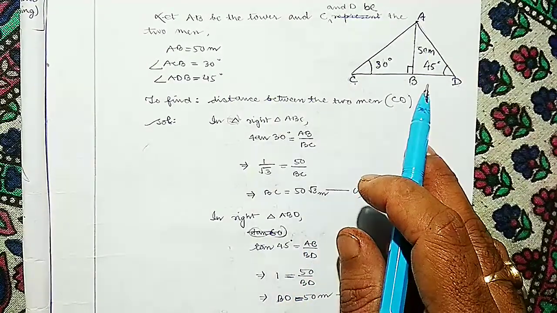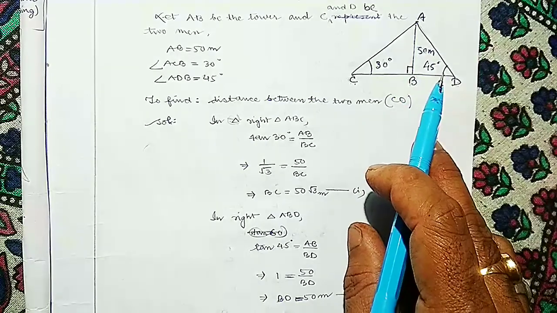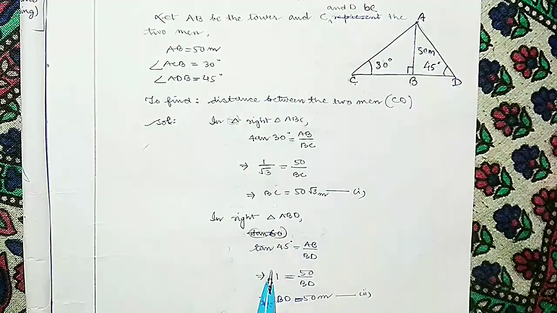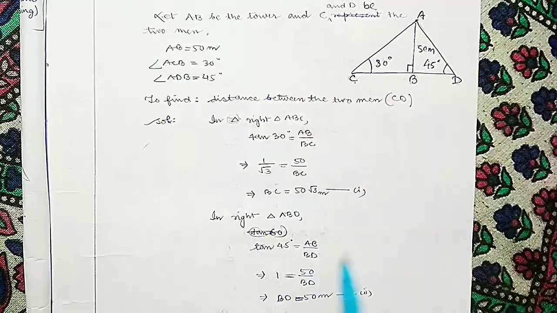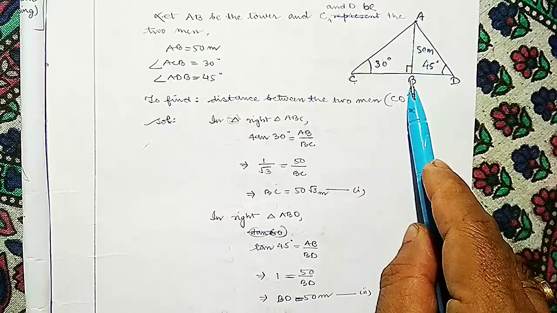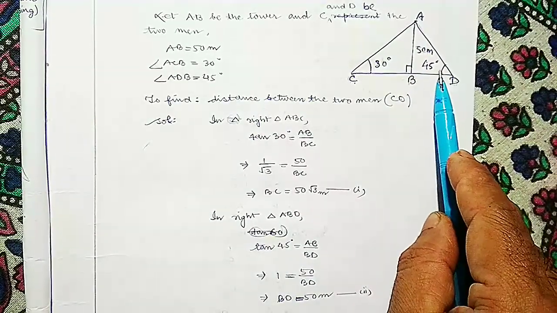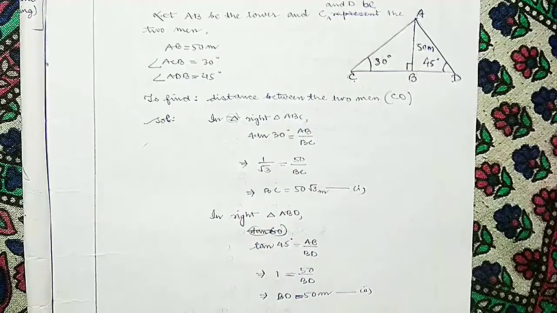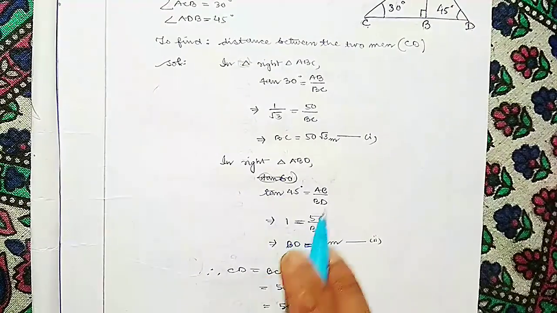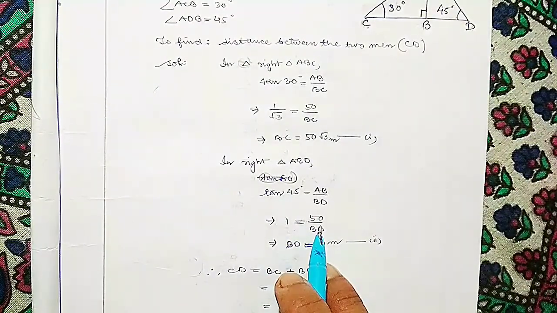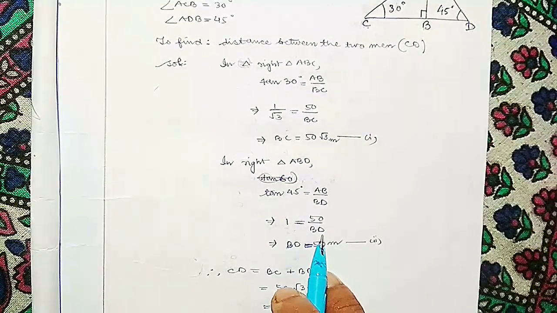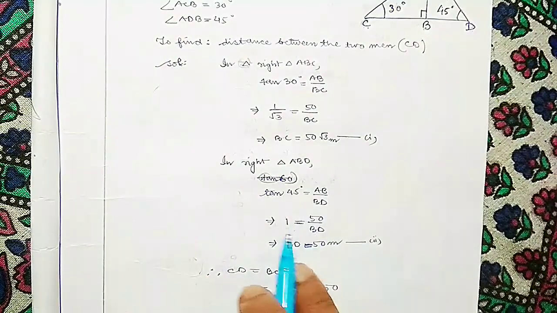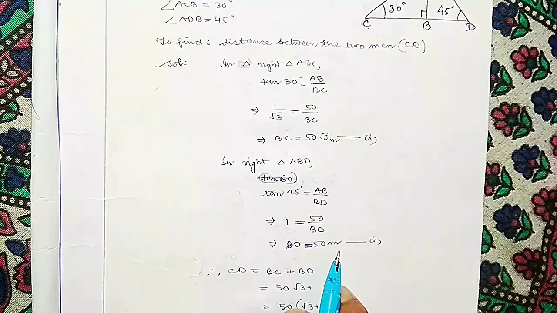Now in the other right triangle, that is ABD, this angle is 45 degrees. So tan 45 will be AB by BD. Just see in this triangle, this is perpendicular, this is base. So tan 45 will be AB by BD. Now tan 45 value we know it is 1. AB is 50 given in the question and BD is not known. So if I cross multiply, I am going to get BD into 1, BD equals 50 meter.